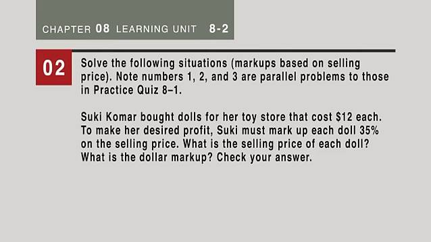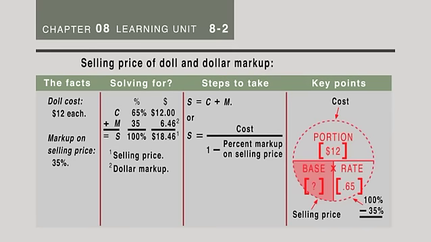So we've got Suki. She has her dolls. She bought them at a cost of $12. She desires to make a 35% markup on selling price. So we need to calculate the selling price for each doll and the dollar markup, and then we'll check our answer.